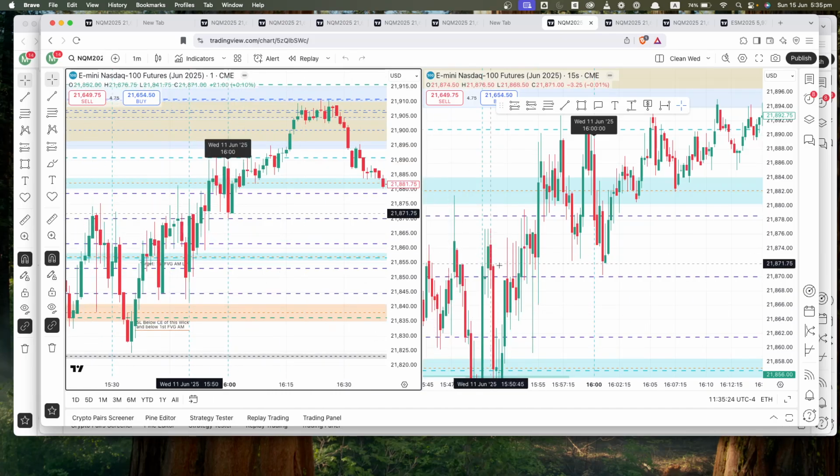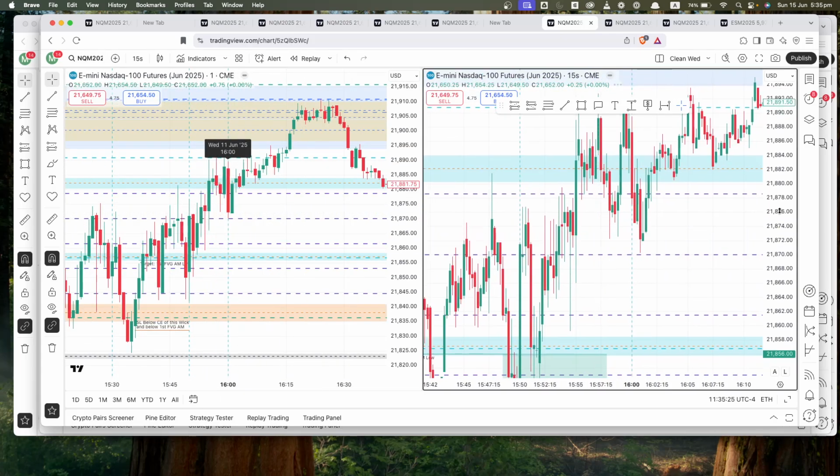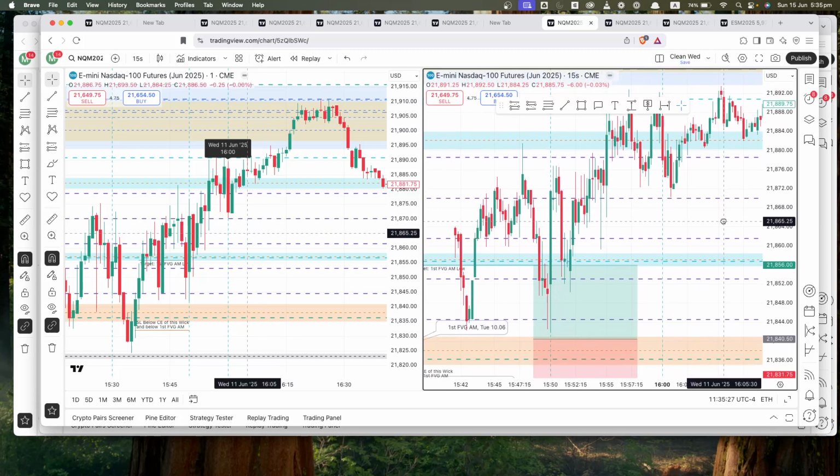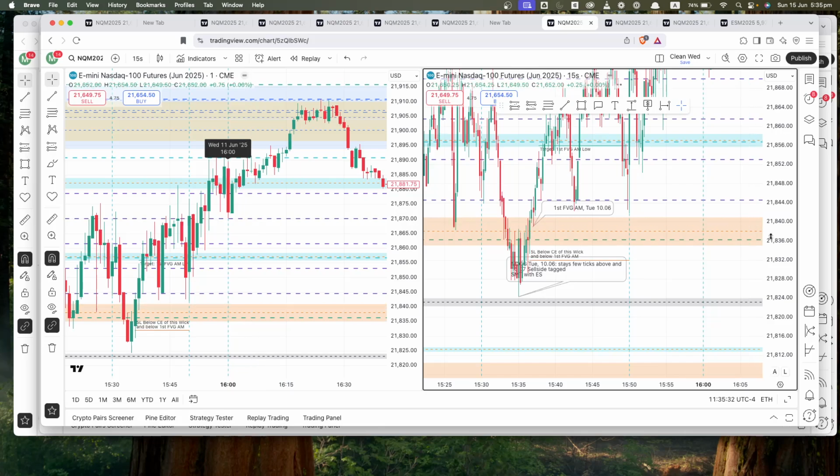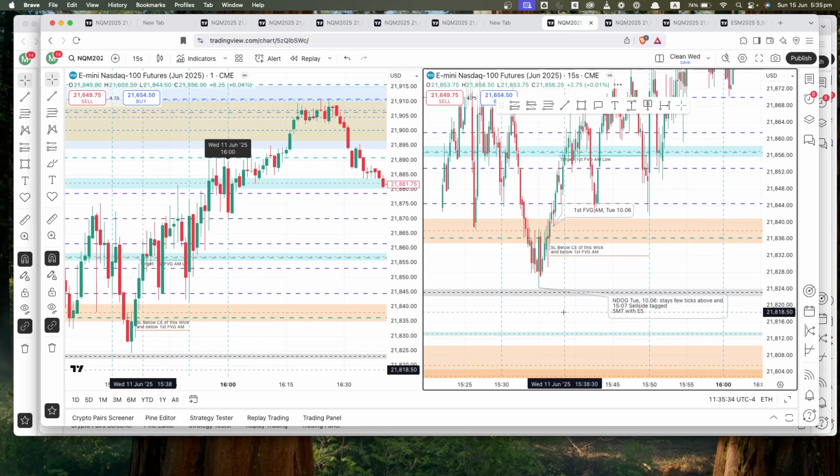So Wednesday was the session after the CPI, and then we have the PPI next day. So we see again a high resistance condition. But here is a nice setup. We have the new day opening gap from Tuesday.